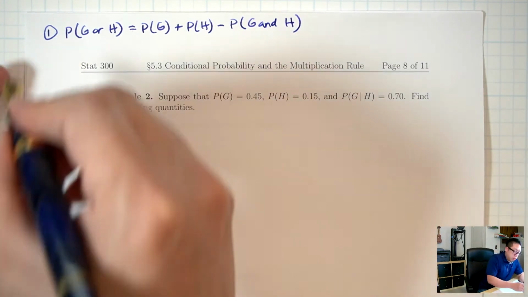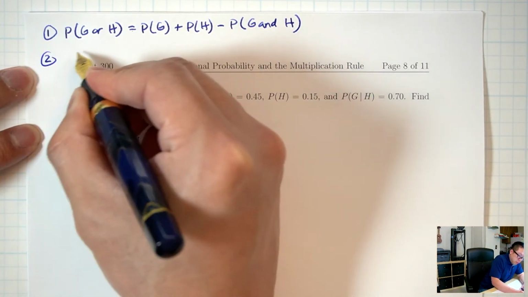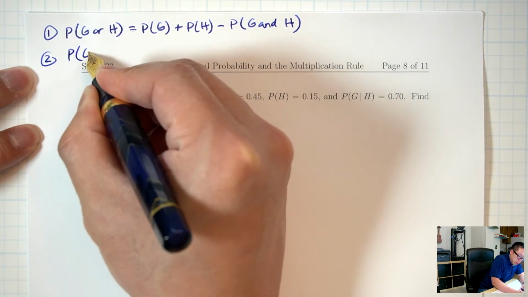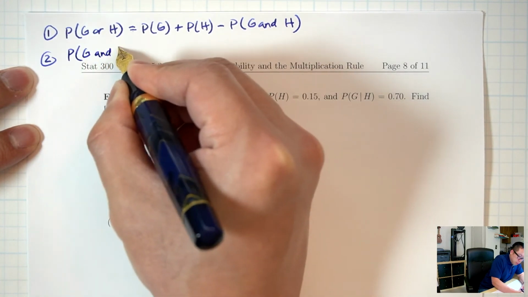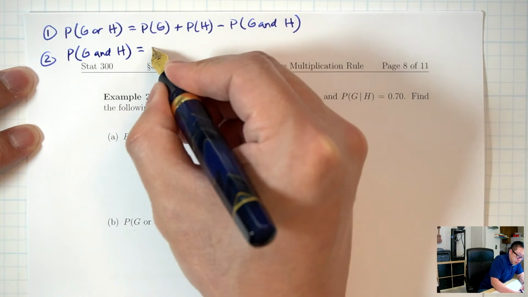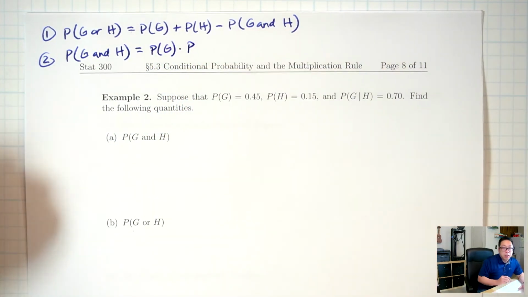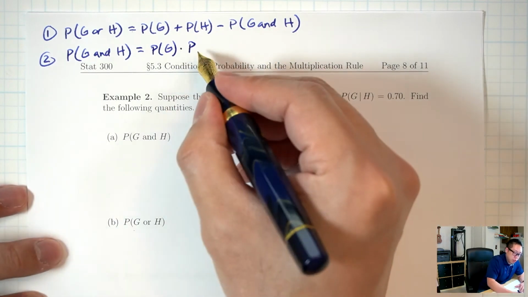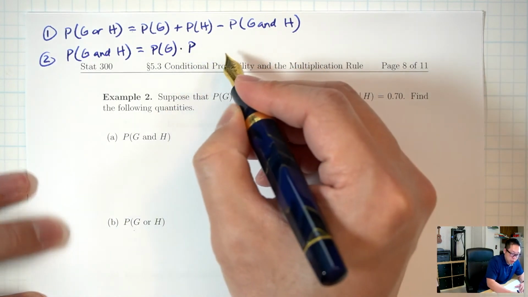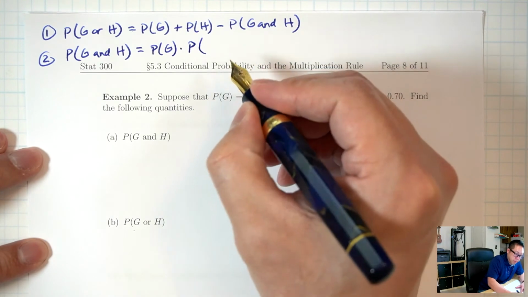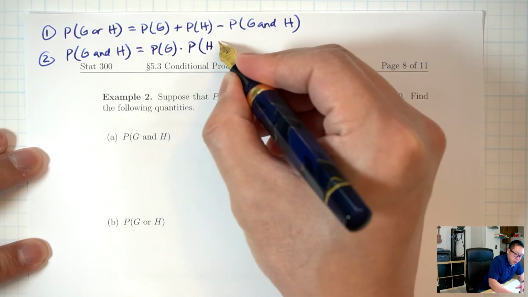The second equation is the multiplication rule, which is the one for ands. So it's the probability of G times the probability of, make sure you have the correct order here. Is it G given H or is it H given G? It's H given G.